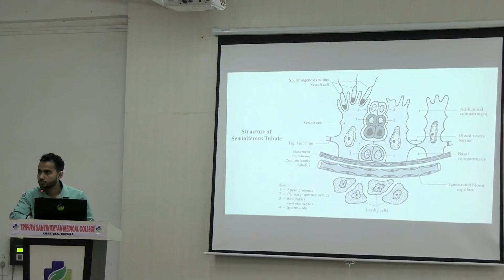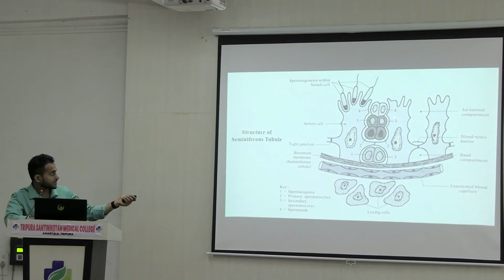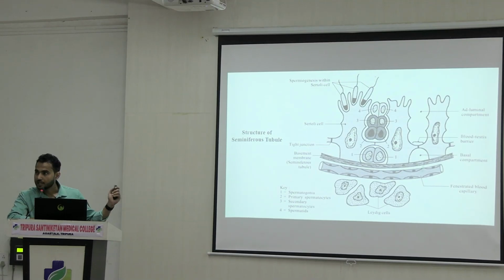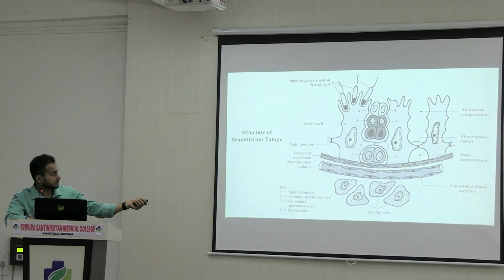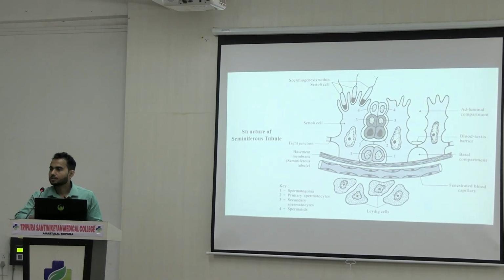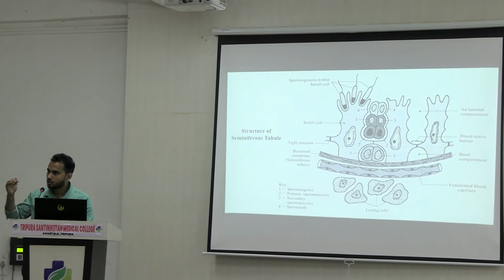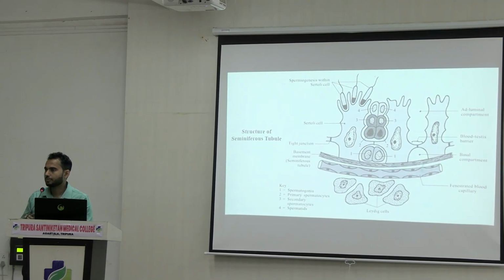Inside the seminiferous tubule, first of all, you can see these are the Sertoli cells. So this is one Sertoli cell, this is one Sertoli cell. In between both the Sertoli cells, can you see the junctional complex? See, junctional complex. Now this is forming the blood-testis barrier.